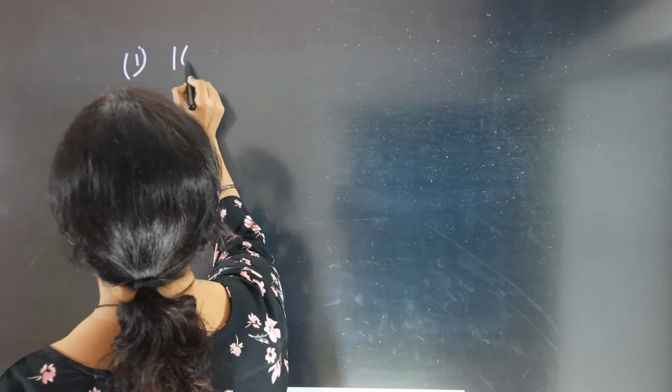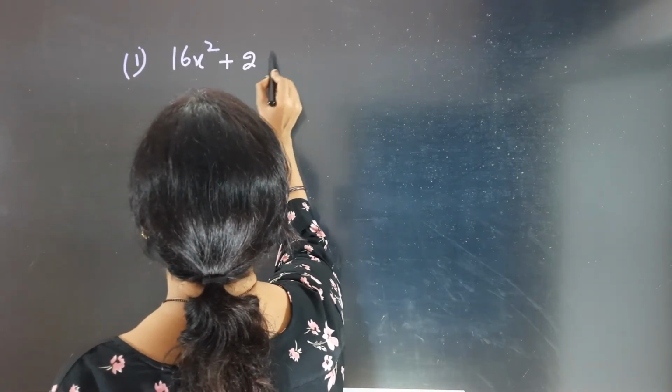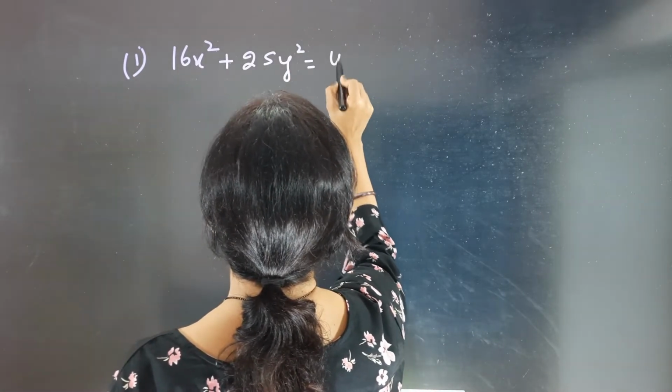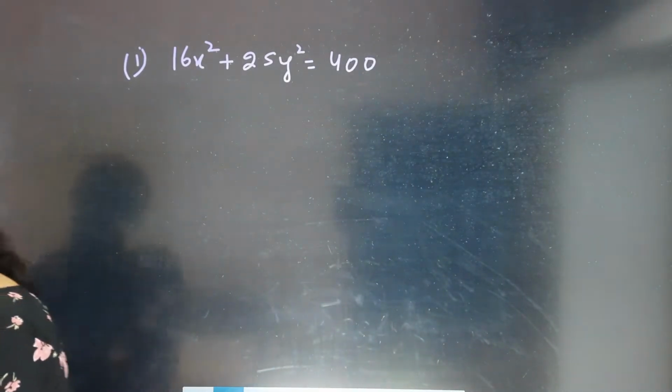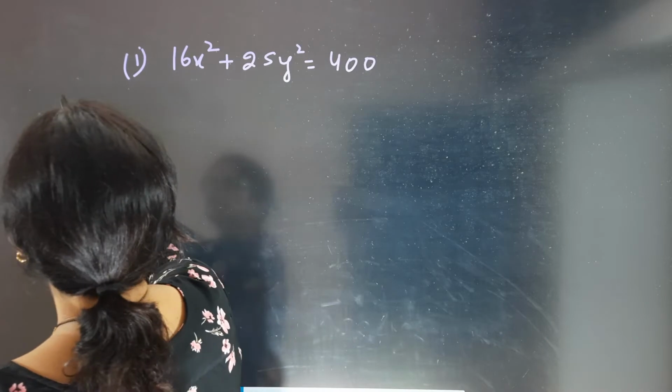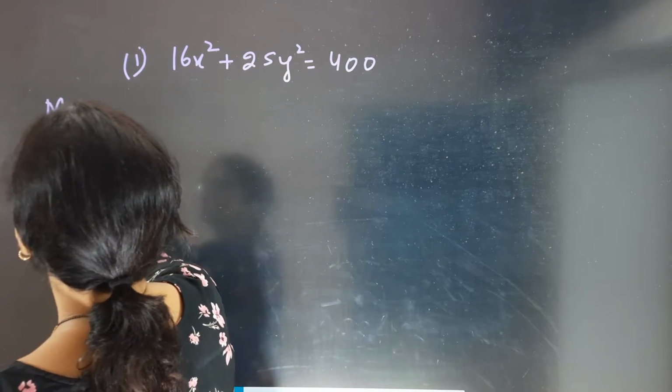Now in this video, we are going to solve questions related to the ellipse. The first question given to you is 16x square plus 25y square equal to 400. In this question, they are telling you to find the length of the major axis.